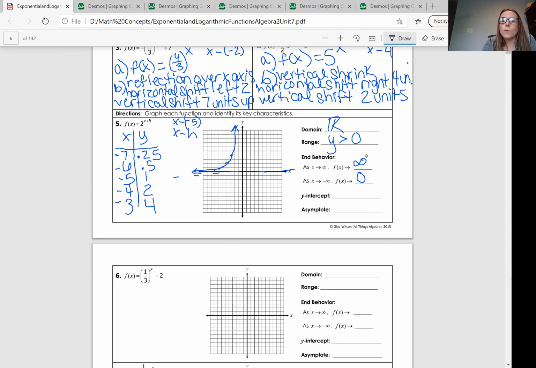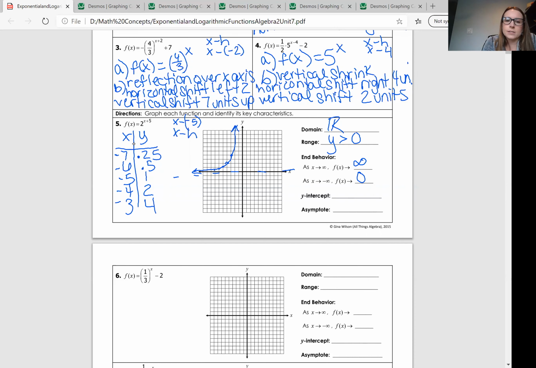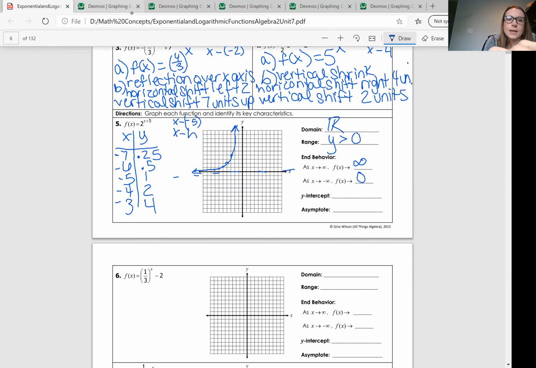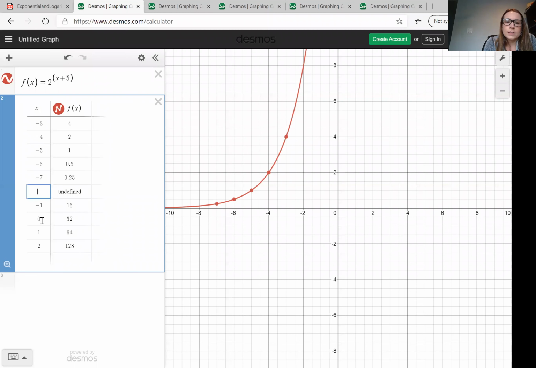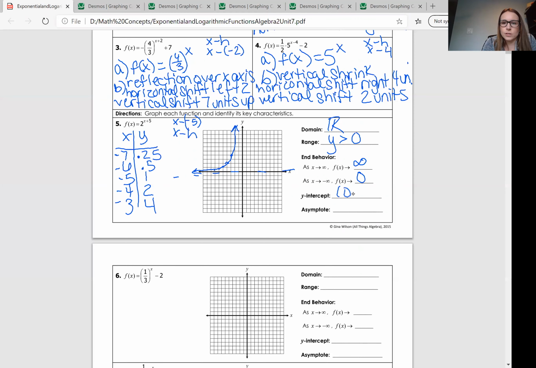Now your y-intercept. Does it give you your y-intercept over here? It does not, but if you go over here, you can see that at 0, your y value is 32. So this would be 0, 32. If you don't have a calculator, you could substitute in 0 here. 0 plus 5 is 5. 2 to the 5th power is 32. That's where this number comes from.